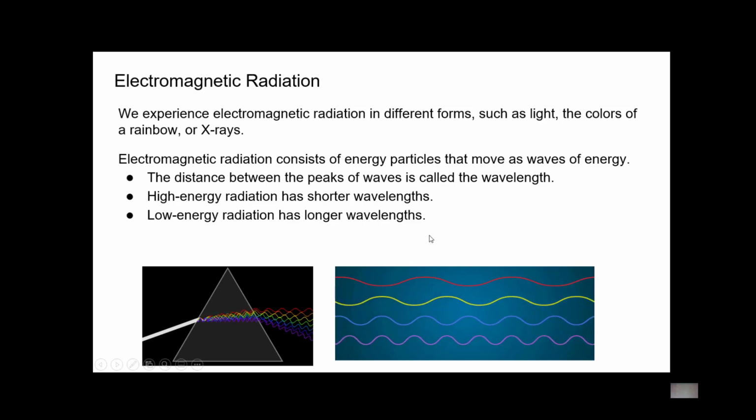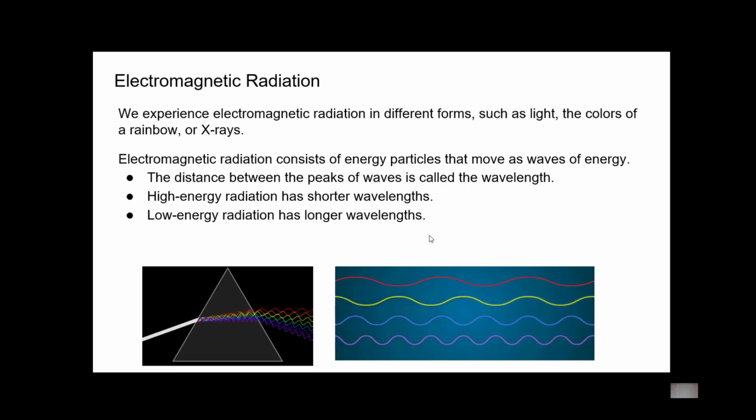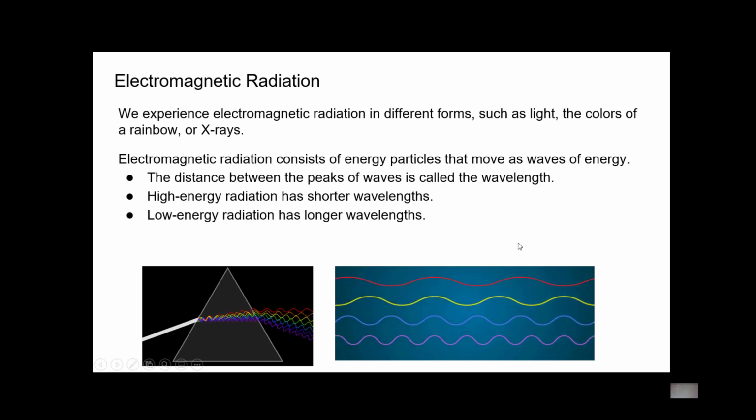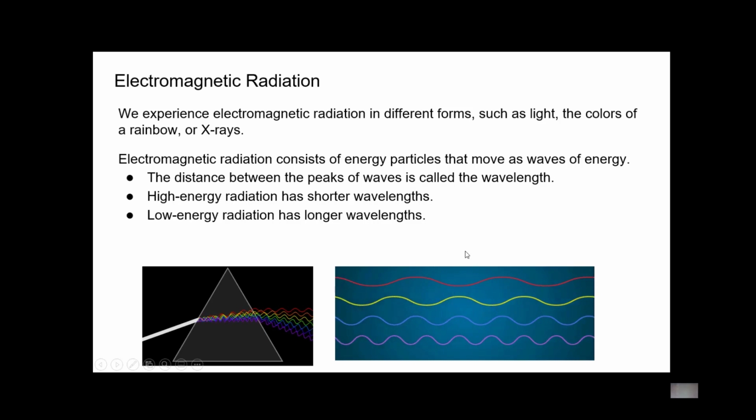So how do we know what's high energy and what's low energy? Think of these as people. If you count from one to another, you can see that in a certain amount of time, more of these waves are going to go through compared to these waves. So the purple and the blue are higher in energy than the yellow and the red.